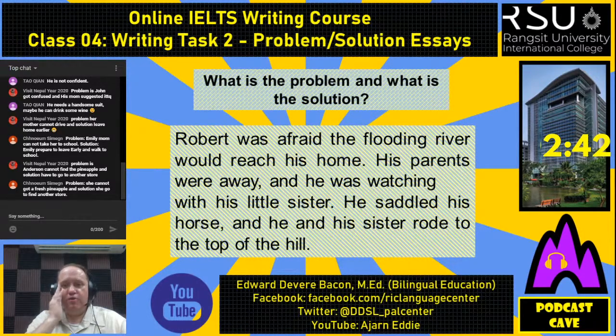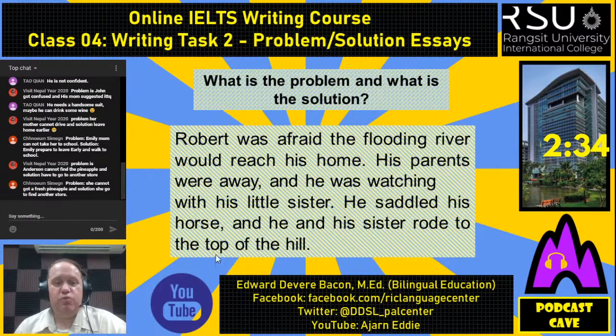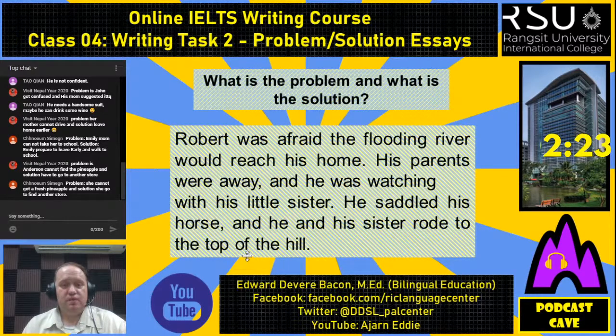All right. Okay. So looks like here I'll read it. So Robert was afraid the flooding river would reach his home. His parents were away, and he was watching his little sister. He saddled his horse, and he and his sister rode to the top of the hill. Okay, so tell me, what is the problem and what is the solution?